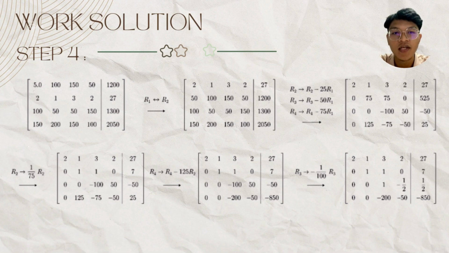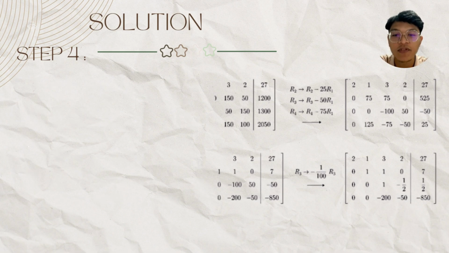Third operation, moving to the next row, we need a leading one in row 2. We achieve this by multiplying the entire row 2 by 1 over 75. Fourth operation, now we need to eliminate the entry below our new leading one in the second column. We update row 4 by subtracting 135 times row 2. Fifth operation, finally, we want to get a leading one in row 3. We scale row 3 by multiplying it by -1 over 100.